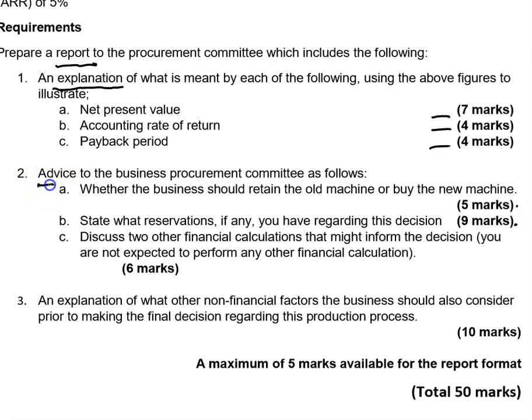Here, you've got to give some advice. So you need to actually say what you think the business should do. First bit is quite clear. Should they retain the old machine or buy a new machine? And then you need to consider if there's any reservations you've got to that advice that you're going to give, and consider 2 further calculations that might inform the decision. You do not have to perform the calculations. You just need to explain what they are and why they might be important. And then the final stage before you conclude your report is looking at another explanation of non-financial factors that the business should consider.